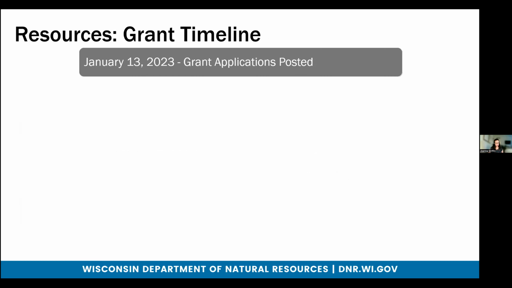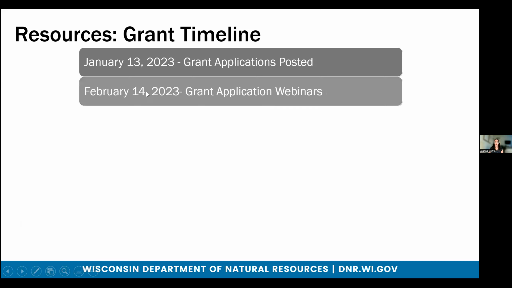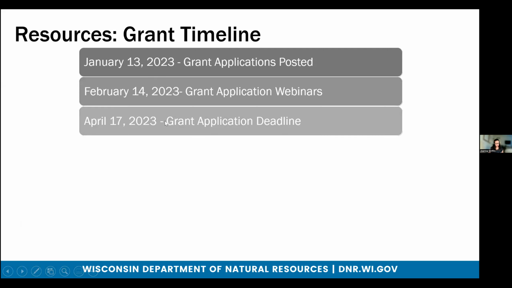All right, here is a typical grant timeline. This year we posted our grant applications on January 13th, because normally we do January 15th, but that was a weekend, so we decided to do it the Friday before. We have webinars, where today we are giving a webinar, usually around mid-February. The applications are due on April 15th, unless that falls on a weekend, which it happens to this year. So the application deadline will actually be April 17th this year.